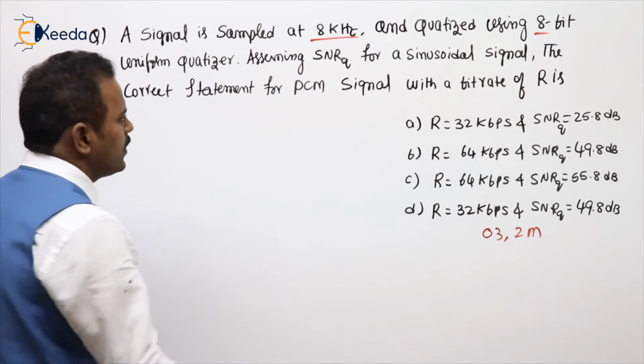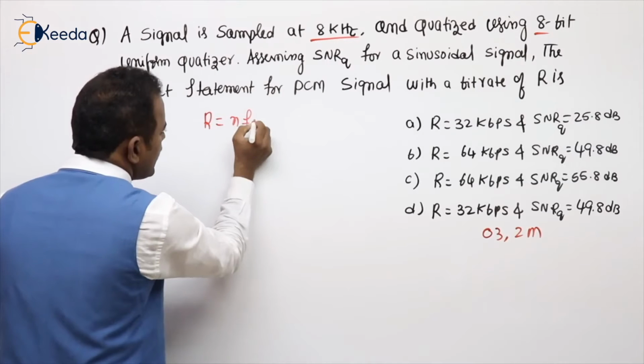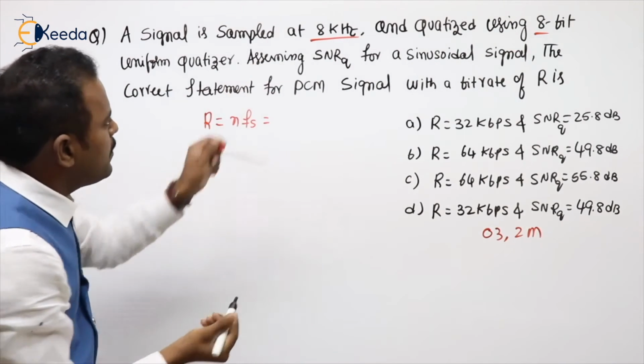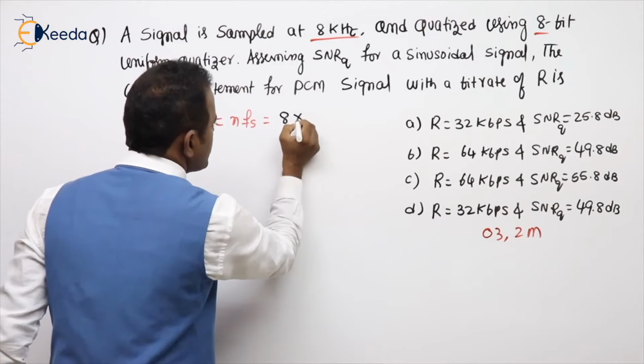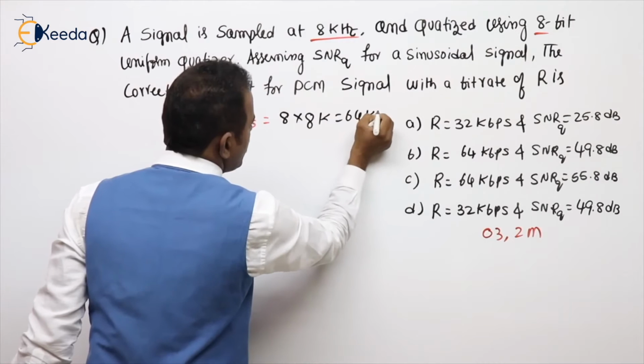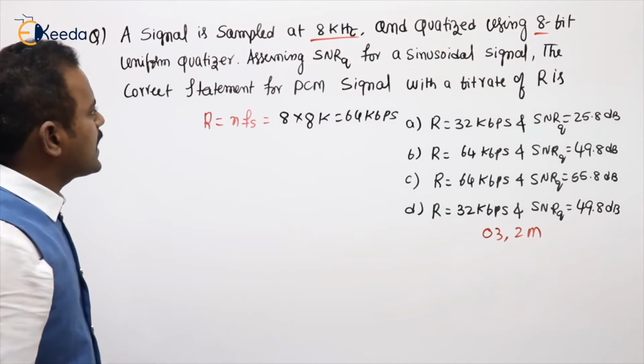Now, we already know what a bitrate is. R is nothing but n times fs. Simple logic. What is the n value? It is an 8-bit PCM system. What is fs? It is 8K. So it will be 64 kbps. One question done.